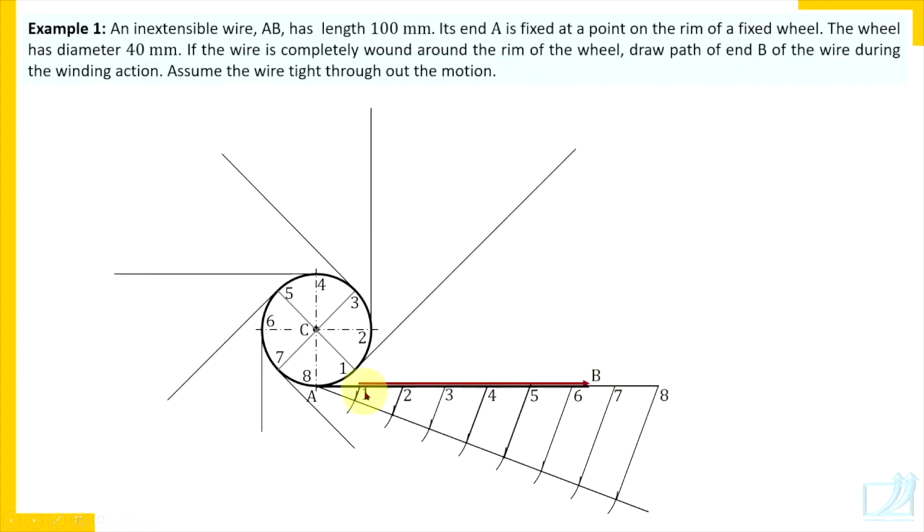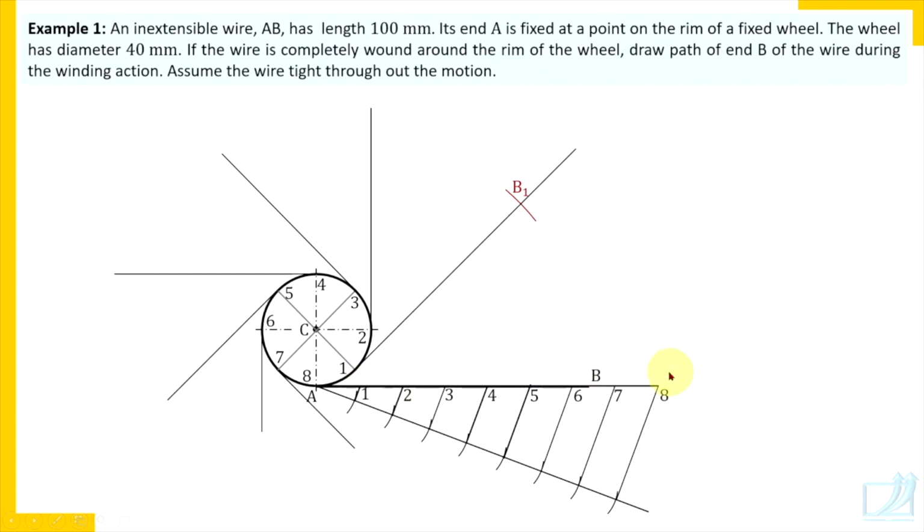Take the distance 1b in compass, and with point 1 on the circle as center, cut the first tangent. This is the first position of point B. Let's label it as B1 on tangent 1, B1. And what is the length of this tangent 1? The length of tangent 1 is 1b.